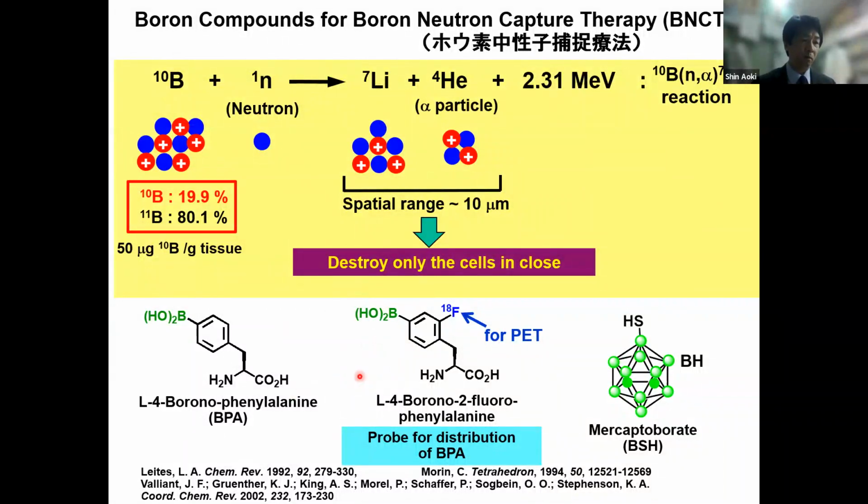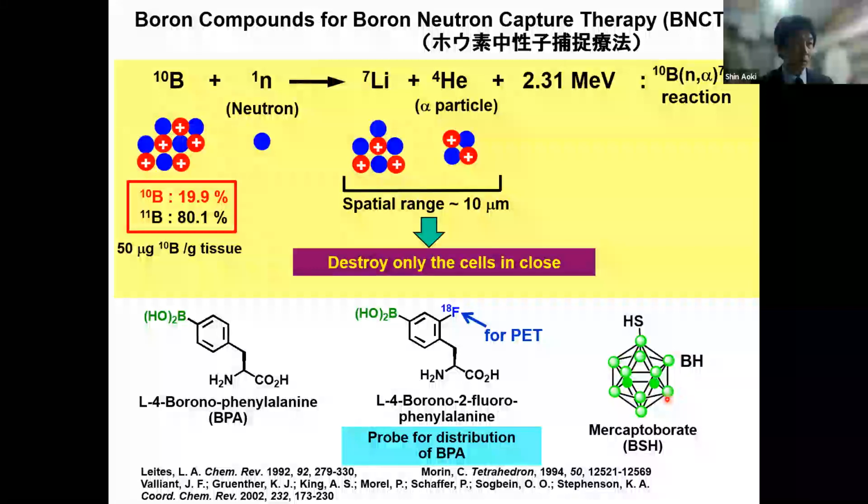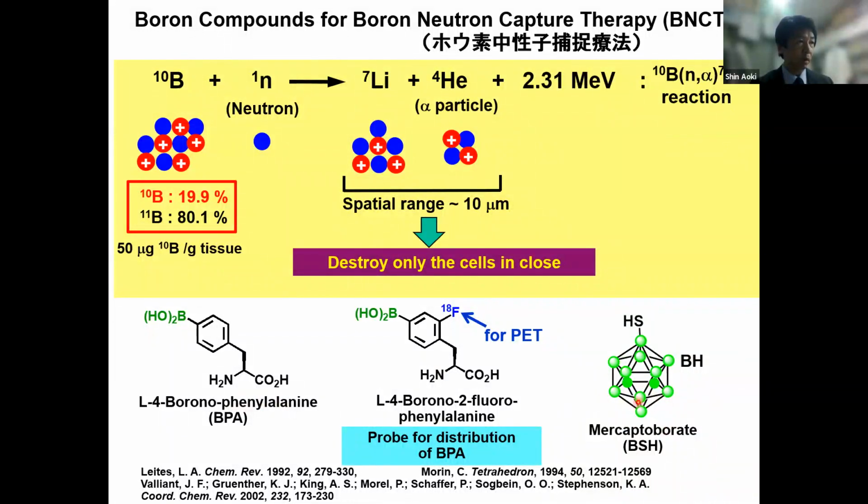So far, to be honest, many people have tried to design and synthesize many boron-10 compounds for BNCT purposes. But right now, only 2 compounds have been approved as clinical compounds, which are boronophenylalanine, abbreviated as BPA, and mercaptoborate, abbreviated as BSH.